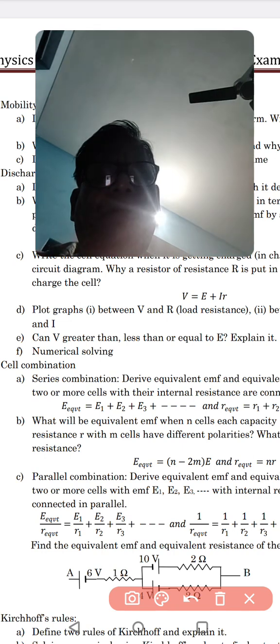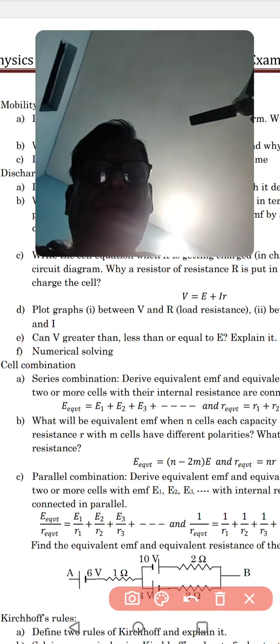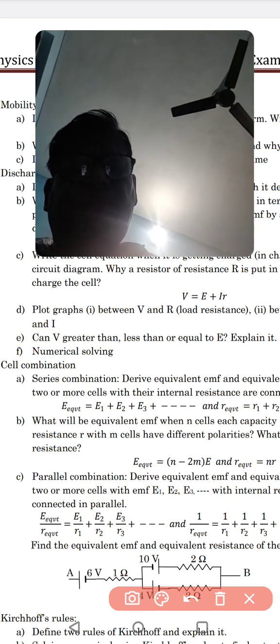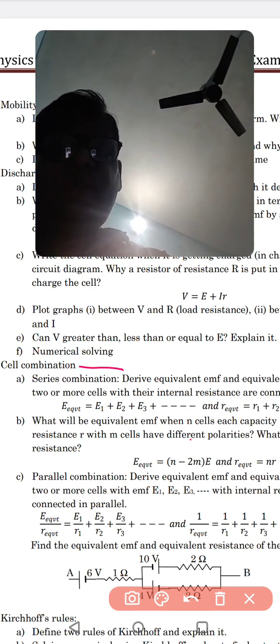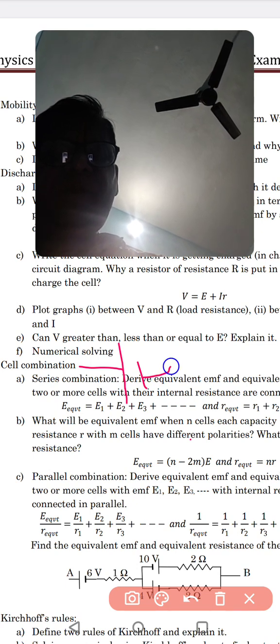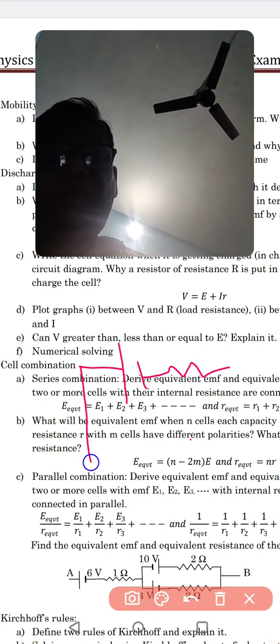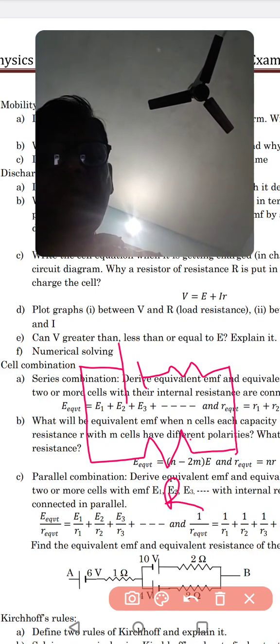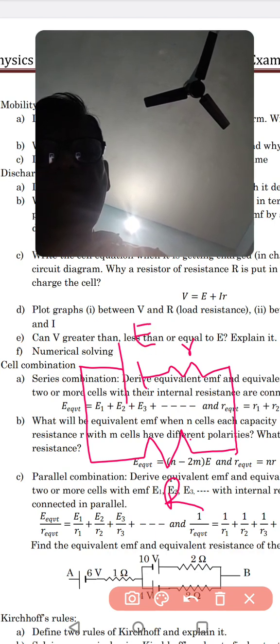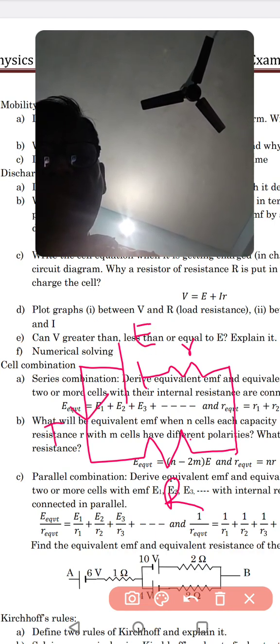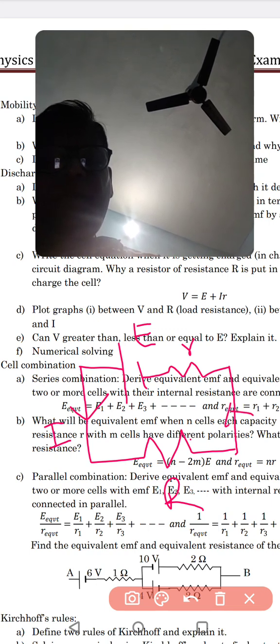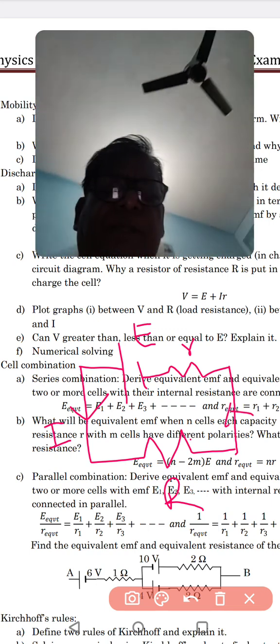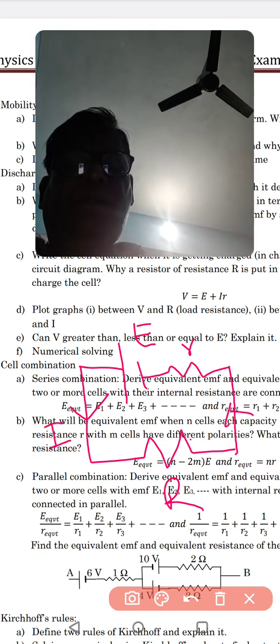V is less than E when the cell is connected with a load resistance. Here is the cell with its internal resistance, here is the load resistance R, and the cell EMF, with current I flowing from positive to negative. So in this case V is less than E, and in open circuit the current is 0 and V equal to E.